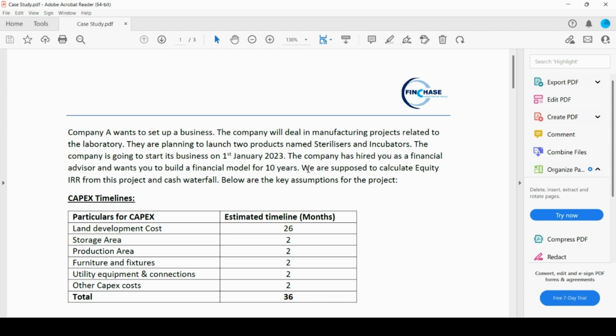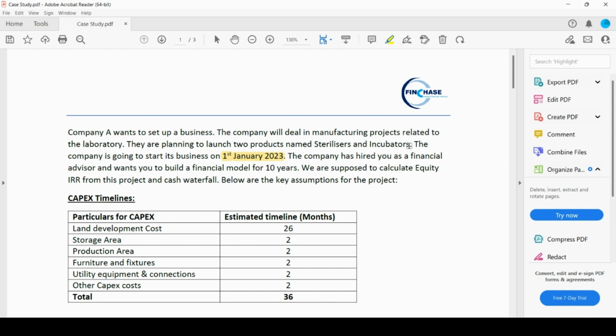Now the company is going to start its business on 1st January 2023. So guys, in real life, or if you are appearing for any interview, if you see that there is something important, and if there is some important information, then please start highlighting it, so that whenever you are building the financial model, you have all the key assumptions highlighted and you don't have to read it again and again, right?